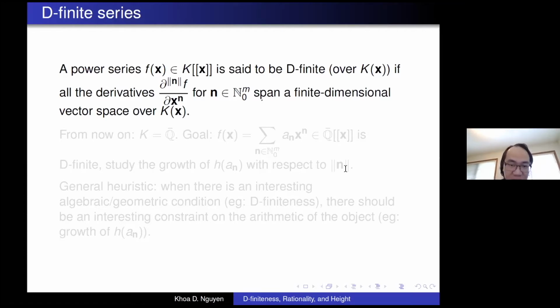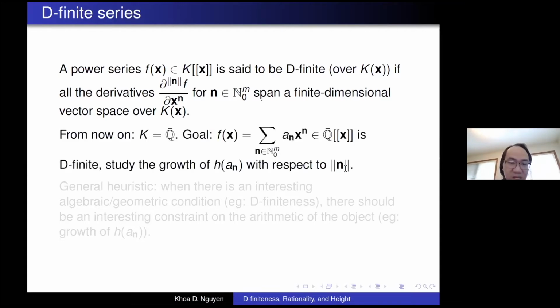And from now on, we work with the algebraic numbers, so we let k equal Q bar. And this is our goal. We consider a D-finite power series in m variables, something like this, and we study the growth of the height of the coefficients with respect to the total degree, so the norm of n, the degree of the monomial. I'm going to give you some explicit examples soon, but this is the kind of problem that we consider.